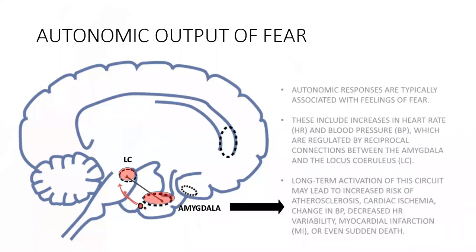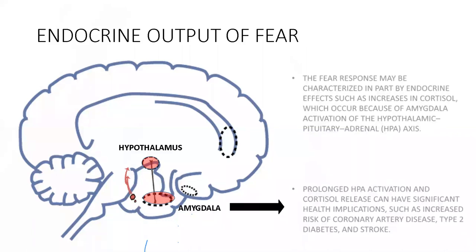The change in BP, decreased heart rate variability, and also myocardial infarctions. Because of this itself, sudden death can also occur. As you know, very sudden fear can be much complicated and can also bring death. And during fear, we have an endocrine output also. A lot of hormonal effects are seen in fear, specifically the cortisol. Cortisol level increases, the same thing as here in fear.